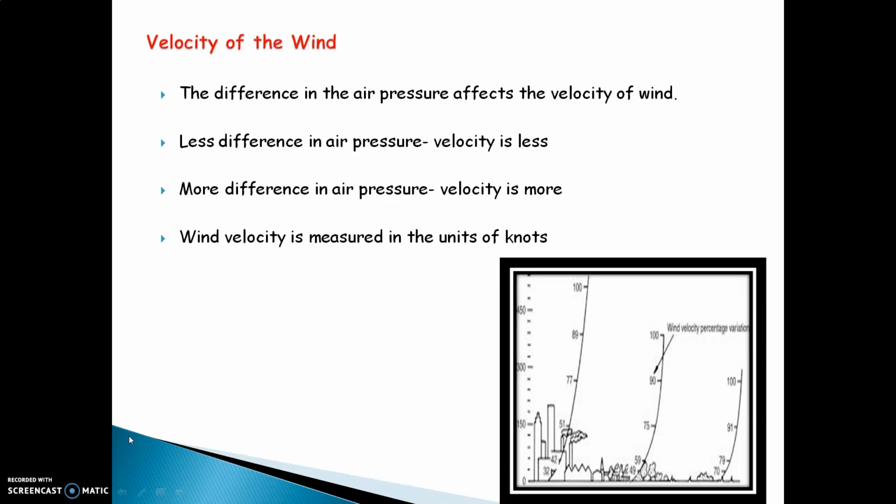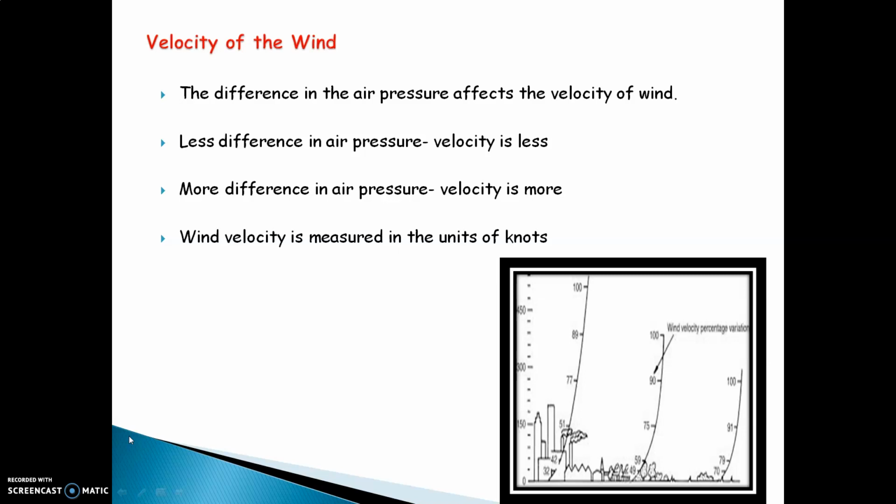Wind velocity is measured in the units of knots. If you go to a shop to get sugar, you always say, I want 1 kg of sugar. If you go to get milk, we say, I want 1 liter of milk. Similarly, the unit to measure wind is called knots. All the areas which have more pressure, where the air moves in a more pressurized way, over there the velocity or the speed of the wind is more. The area where the pressure of the air is less, over there the velocity of the wind is less. The speed of the wind is less.